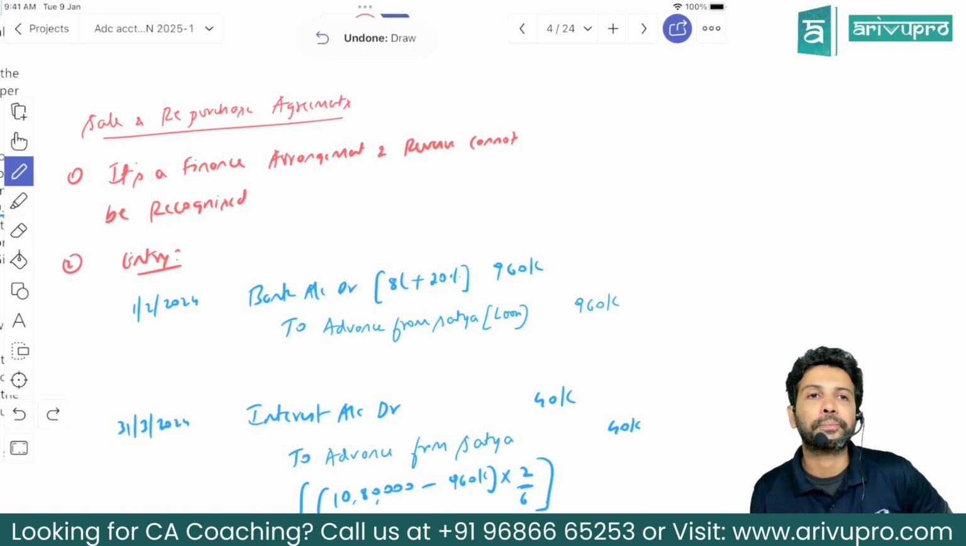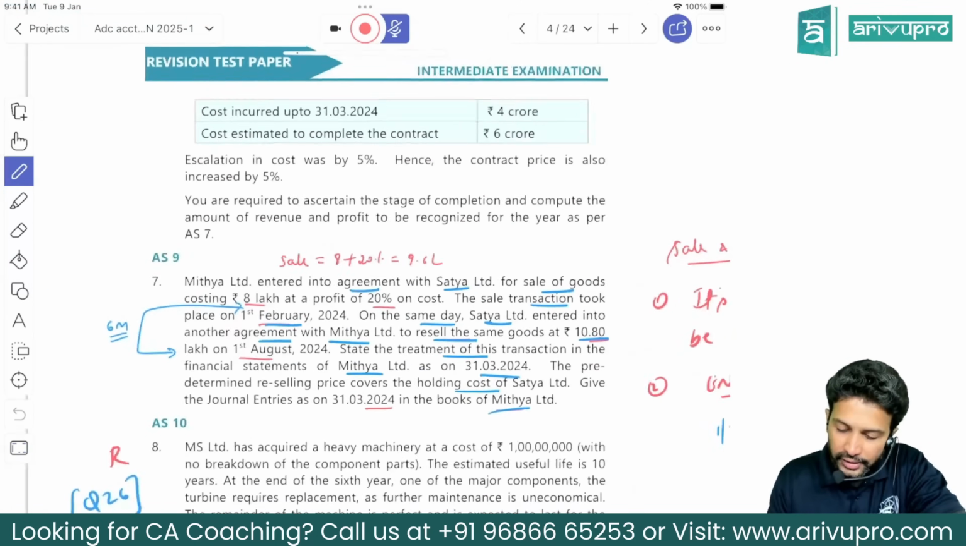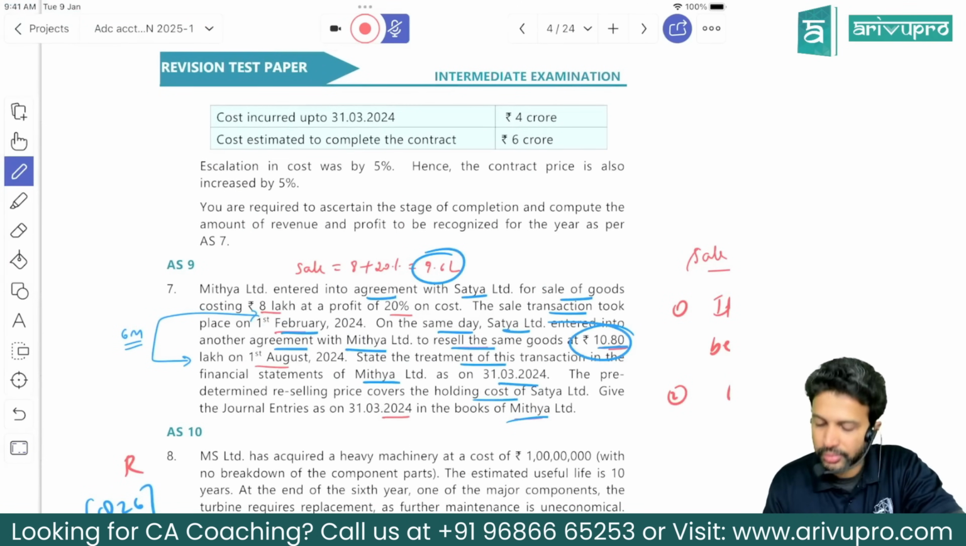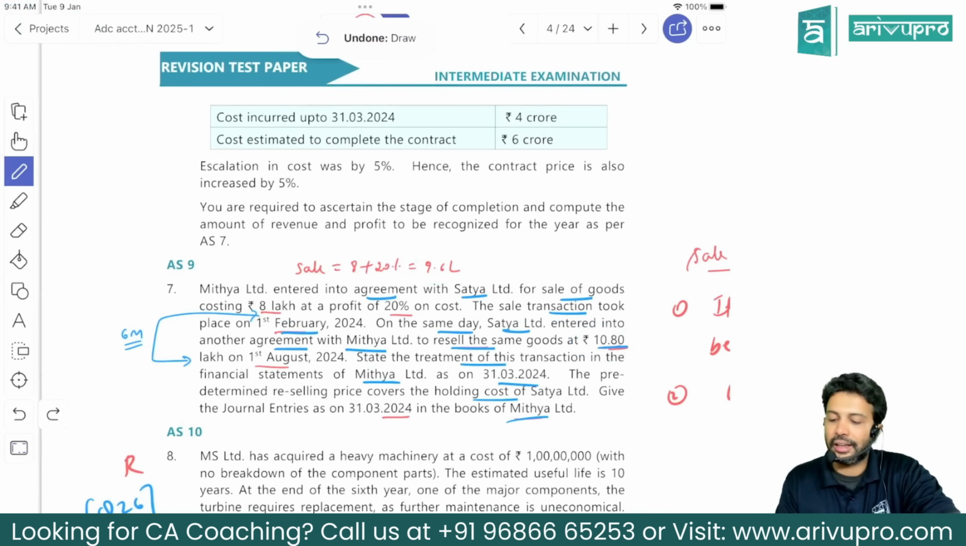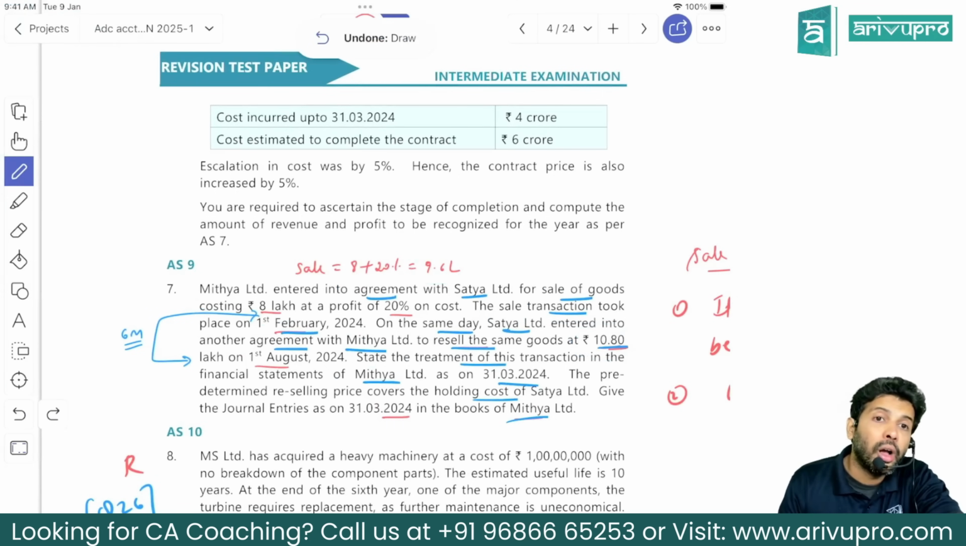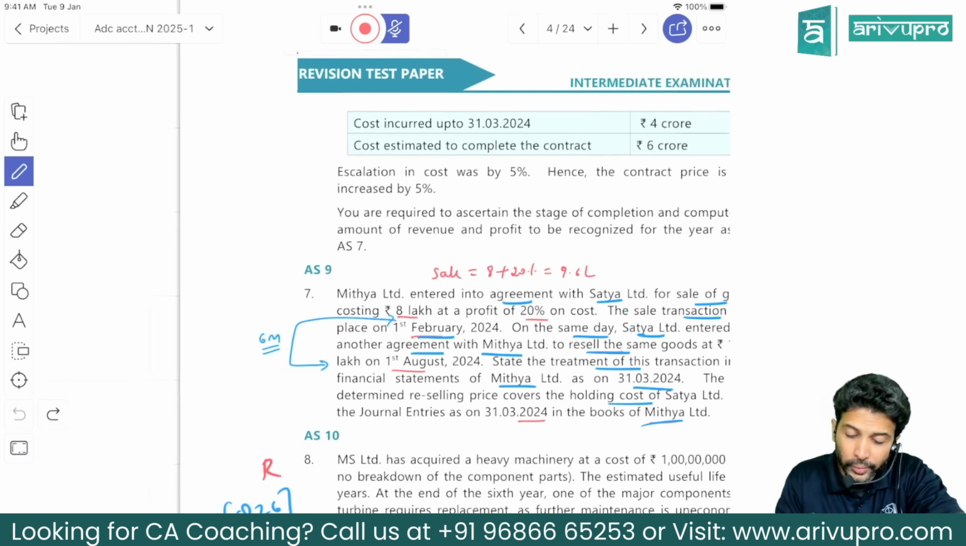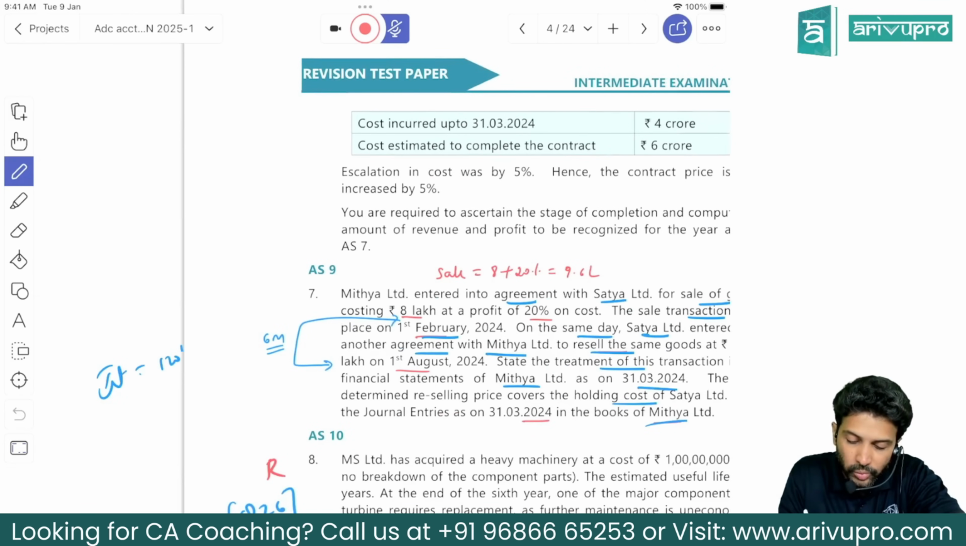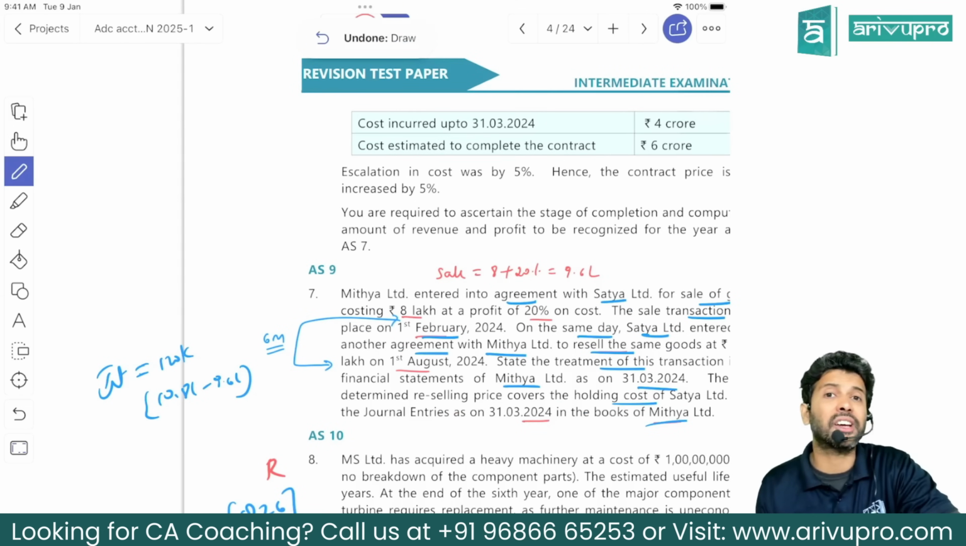Any problem? Now be careful. Take your calculator. What is the difference between these two? 10 lakh 80,000 minus 9 lakh 60,000 is how much? 1 lakh 20,000. What is that 1 lakh 20,000? The interest is 1 lakh 20,000. Correct? 10.8 lakh minus 9.6 lakh, the difference is nothing but interest charges or finance charges.